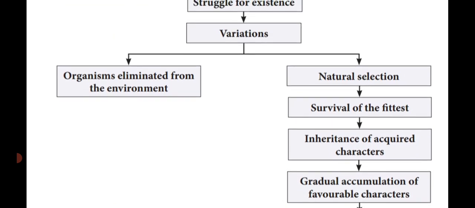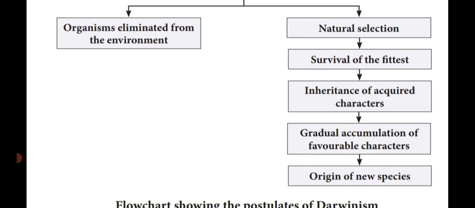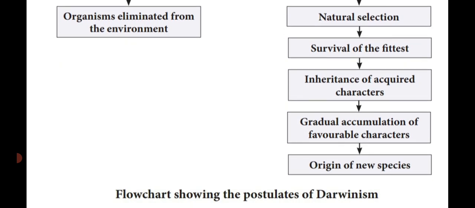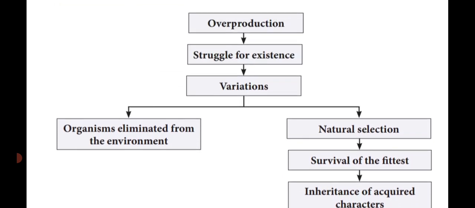We are coming to the next side. If the variation is not useful, the organism is eliminated from the environment, that means destroyed from the environment. So this is said to be the flow chart showing the principles of Darwinism. Dear students, both flow charts are very important for the 4-mark question.